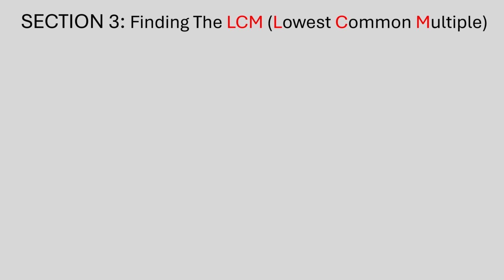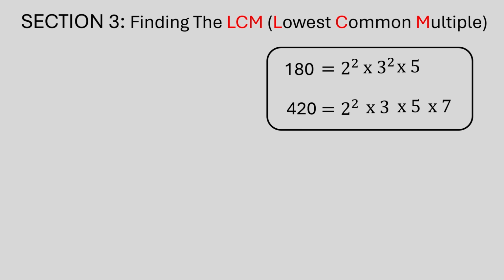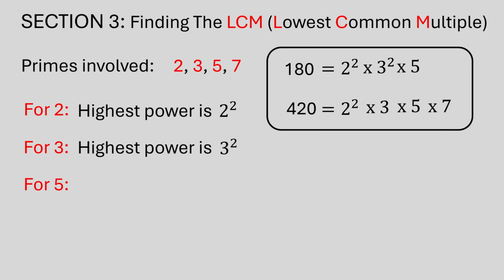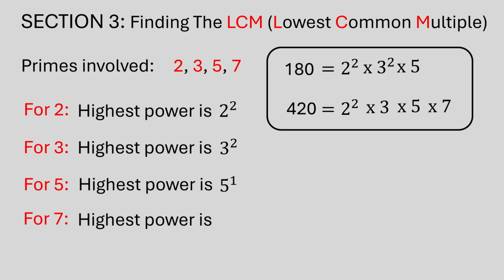Section 3. Finding the LCM, lowest common multiple. For the LCM, we take the highest powers of all primes that appear in either number. Primes involved 2, 3, 5, 7. For 2, highest power is 2 to the power of 2. For 3, highest power is 3 to the power of 2. For 5, highest power is 5 to the power of 1. For 7, highest power is 7 to the power of 1.